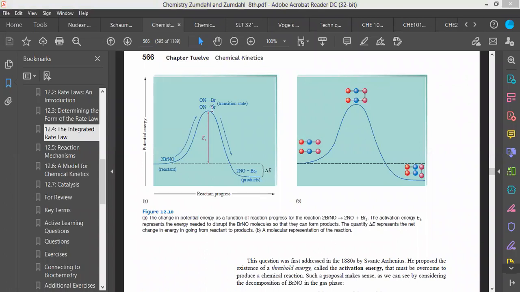This is an intermediate. So this is a transition step here. A transition step is just a step that reactants have to pass through to produce products. So a step which reactants will go through to produce products. Okay.